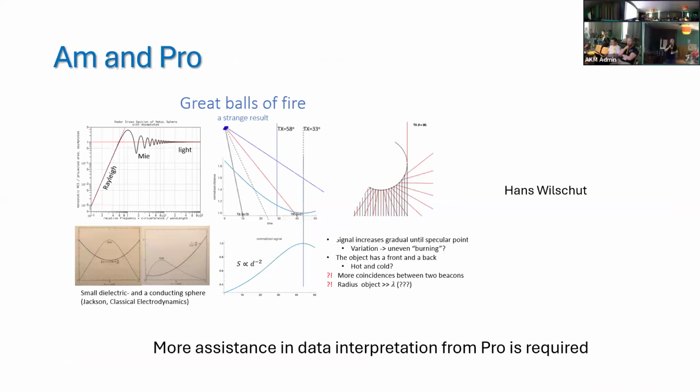Finally, we also had a few amateurs participating in this workshop. Hans Wilskut gave a talk, and from the conclusion and the discussions afterwards, it was concluded that we actually need more assistance in data interpretation from the professionals.